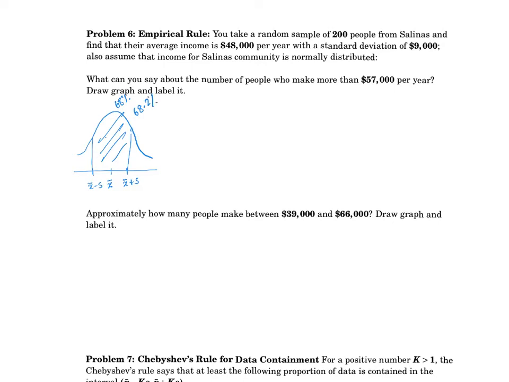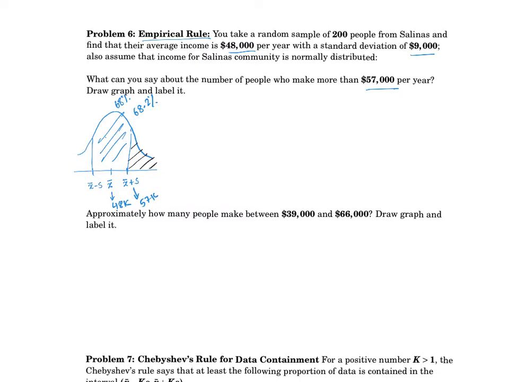What can you say about the number of people who make more than $57,000? They tell you somewhere, it's the empirical rule, so they tell you that it's bell-shaped. Given that 48,000 is the mean, so your x bar is 48K, and 57 would be somewhere to the right. As it turns out, this is exactly 1 standard deviation to the right, because 48 plus 9 is 57. So they're asking you to find out this area.